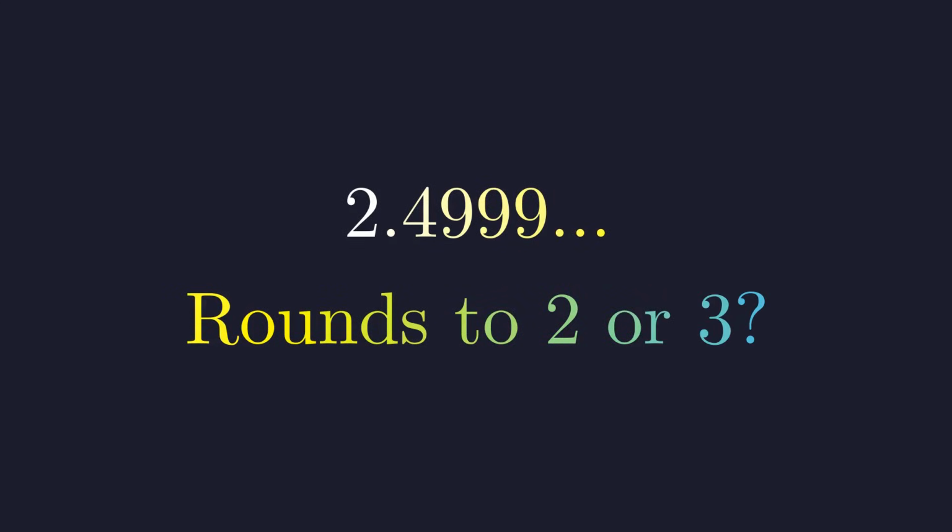Here's something that looks like a simple rounding problem, but it actually holds a beautiful mathematical surprise. At first glance, 2.4999 going on forever seems like it should obviously round down to 2. But let's think more carefully about what this number really is.